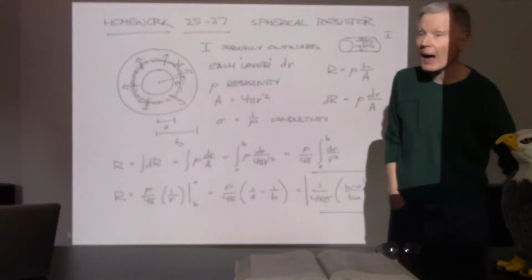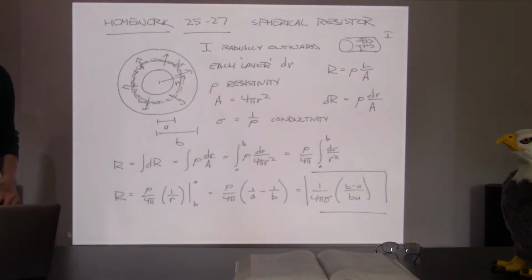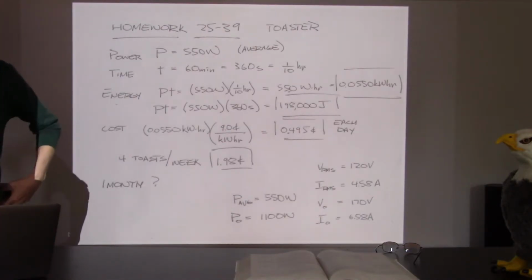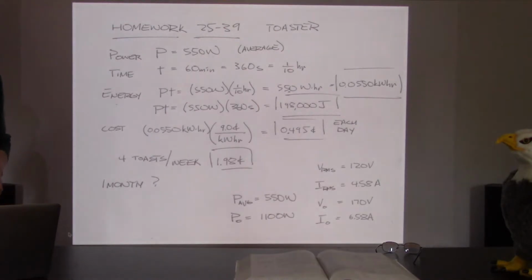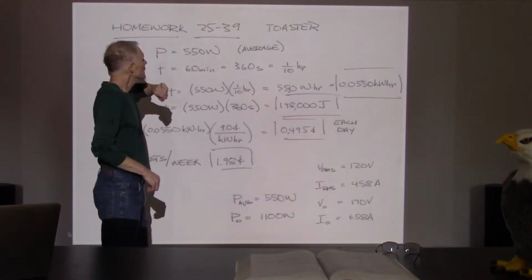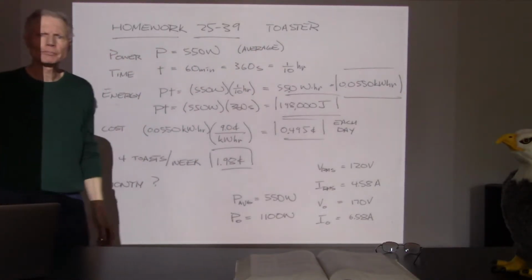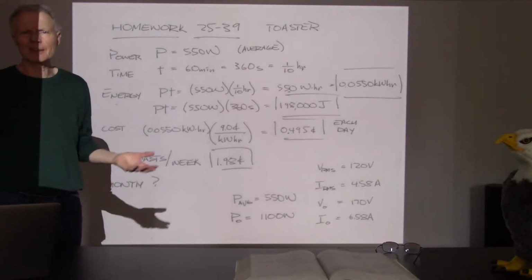It's a good chance to go back and take a look at a problem from a previous chapter. All right, let's move on. Let's look at problem 39, chapter 25. This is the toaster problem, and toasters are simple enough devices.